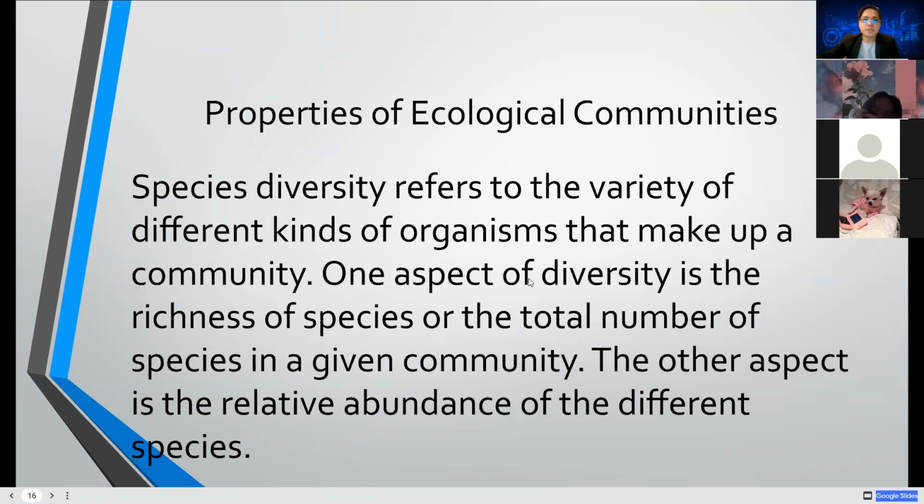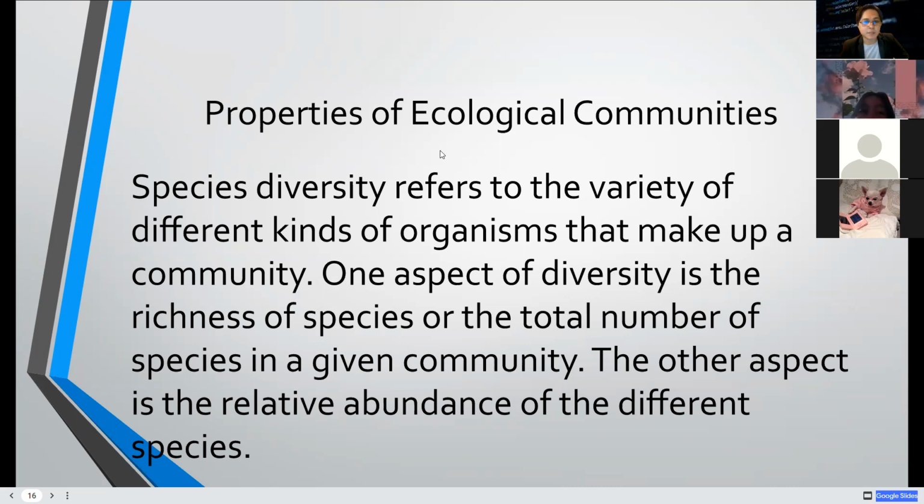Properties of ecological communities. Species diversity refers to the variety of different kinds of organisms that make up the community. We can see a diverse community if the ecological niche is very diverse. You can see a lot of species living there. One aspect of diversity is the richness of species, or the total number of species in a given community.